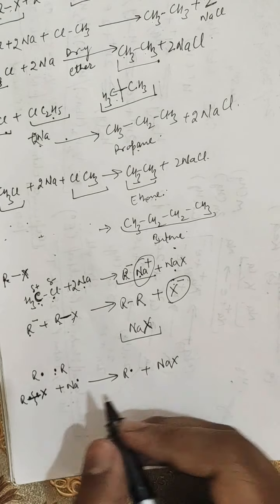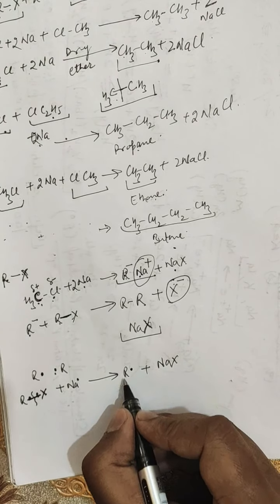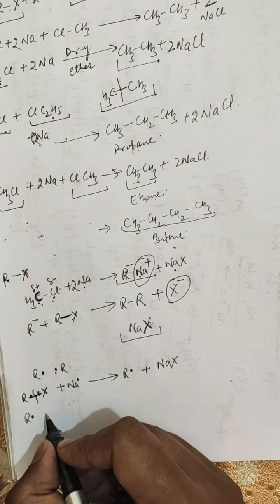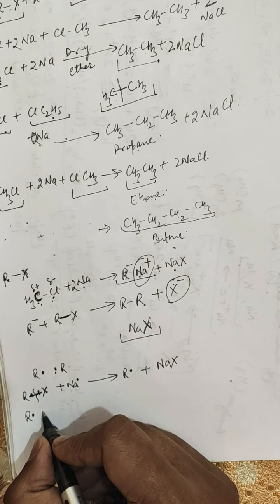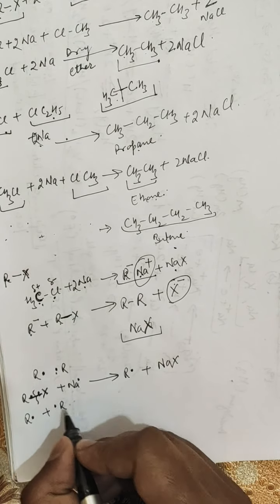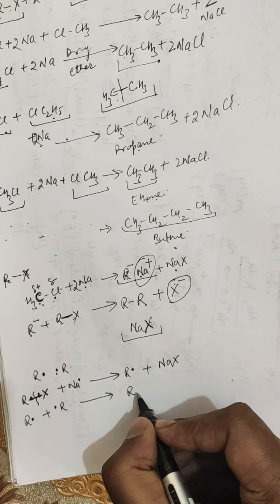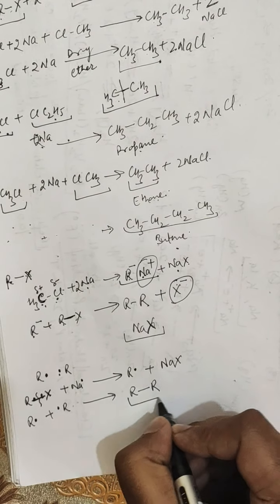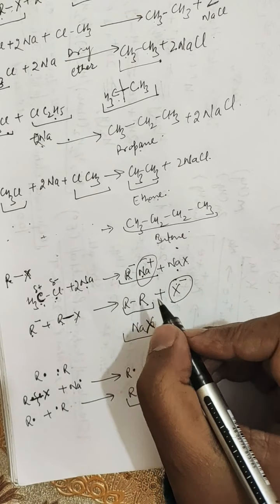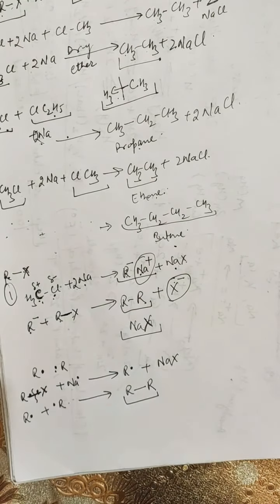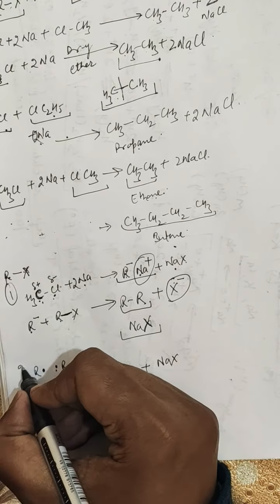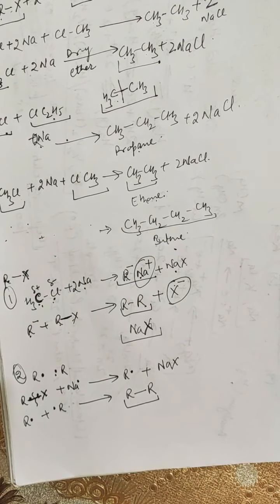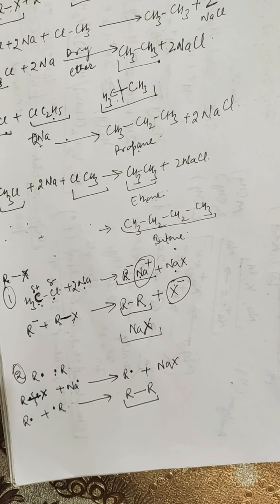and results in the formation of this salt. And in the next step, again a free radical is formed, and both these free radicals combine to form the alkane. So this is the resultant product. So there are two mechanisms. First is the ionic mechanism and second is the free radical mechanism. So this is the Wurtz reaction.